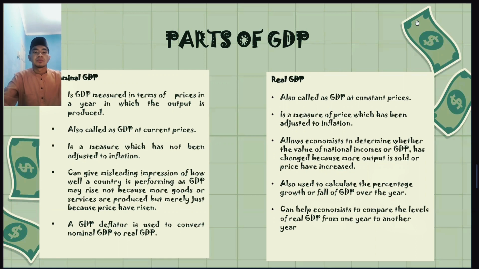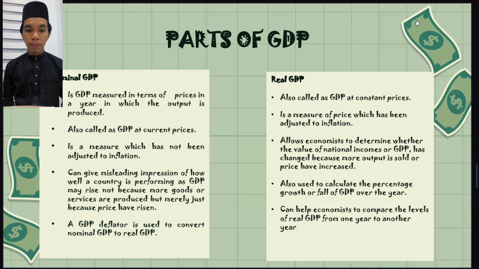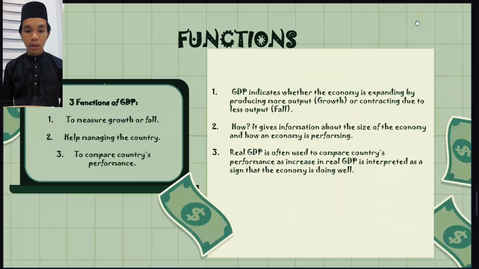So that's it. GDP plays a big role for an economy. This shows that the concept is important for three main reasons, which are: number one, to measure economic growth or fall; second, to help manage the country; and lastly, to compare countries' performances.